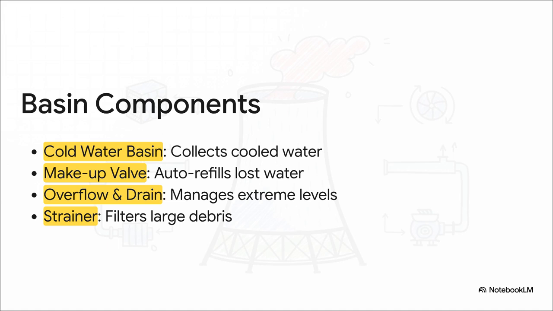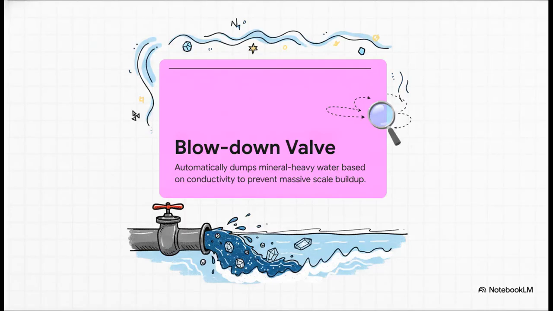First, the cold water basin itself acts like a giant bucket, collecting all that newly chilled water falling from the layers above. And since water naturally evaporates during the cooling process, a really clever float-operated makeup valve just automatically refills whatever water is lost. You also have overflow and drain pipes for managing any extreme water levels, and finally, a suction strainer. Think of the strainer as your very first line of defense. It filters out all the large debris, leaves, plastic wrappers, stuff like that, before the water gets sucked back into the facility's main pumps. But I gotta say, the real unsung hero down here is the blowdown valve.